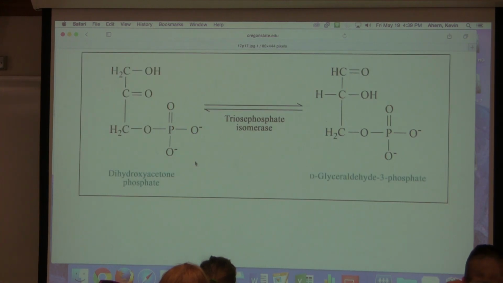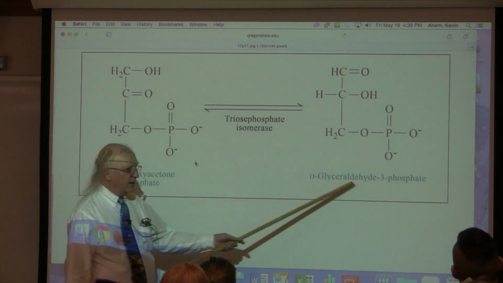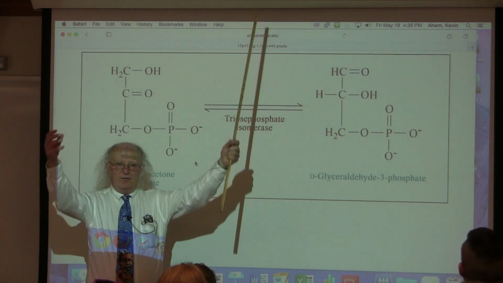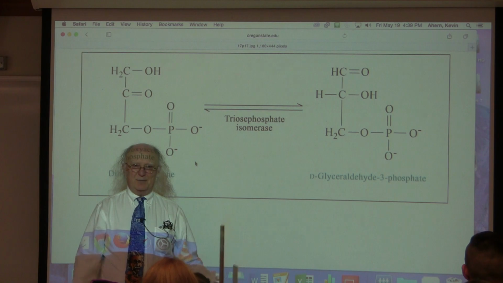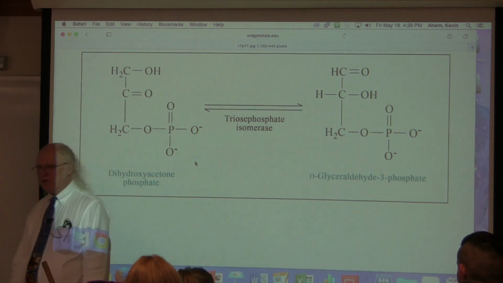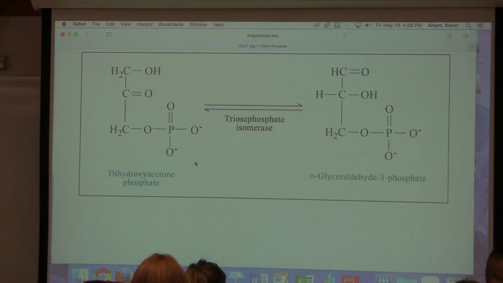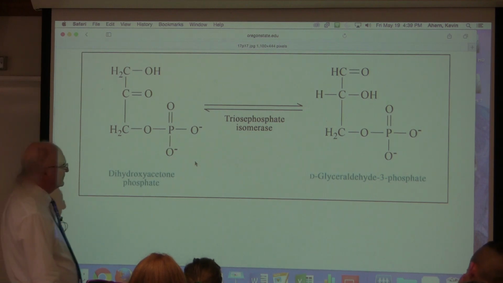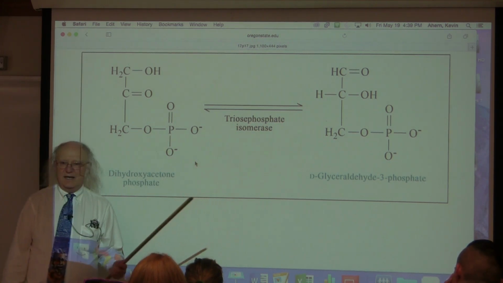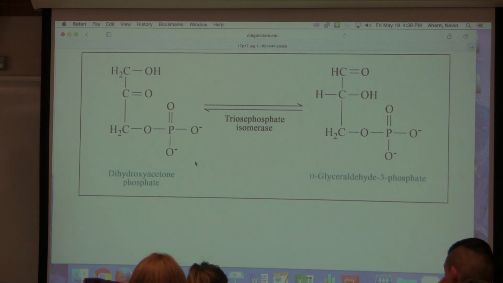Now, in the next reaction, the cell decides to do students a favor and convert DHAP into glyceraldehyde 3-phosphate, which means that from that point forward, everything is two copies of the same thing. Otherwise, you'd have to learn two separate pathways. And the cell, for some reason, decided to be nice and not make that happen. Okay. So the enzyme here is an interesting enzyme. It's called triose phosphate isomerase. You can call it TPI if you wish.